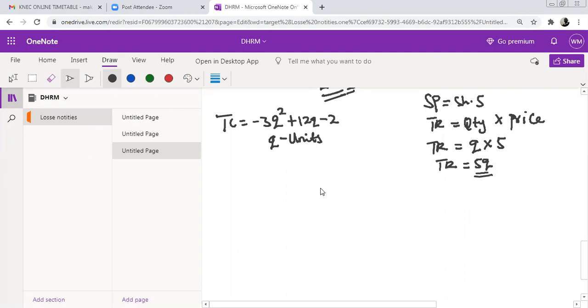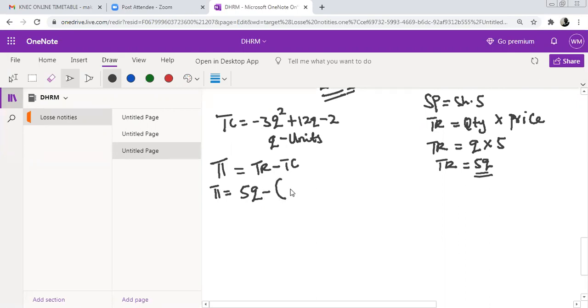Part 2, you are asked to determine the profit function. Remember, we said profit is normally denoted by what? Pi. And we said pi is normally given by total revenue minus total cost. Profit is total revenue minus total cost. We have the equation for total cost here. We have the equation for total revenue. Therefore, pi is going to be simply given by total revenue, which we have said is 5Q, minus total cost we were given.